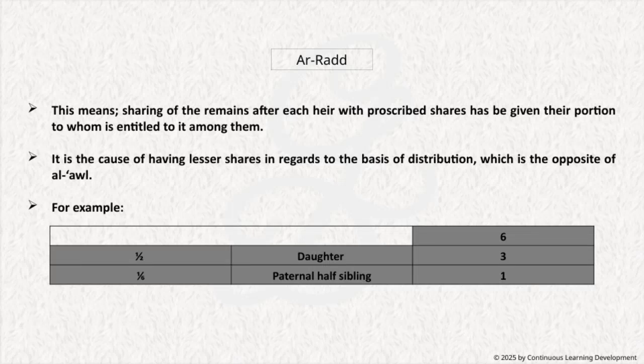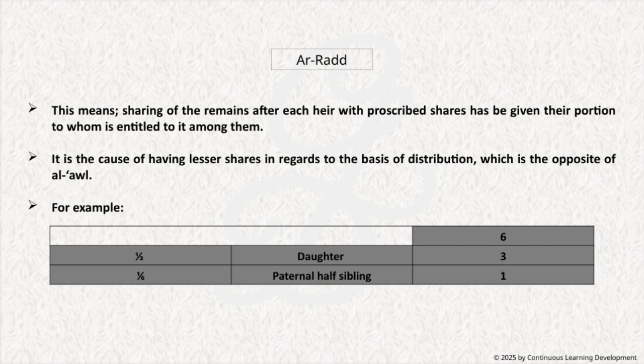In this presentation, we will explore some important concepts related to inheritance distribution, focusing on the specifics of shares among heirs. On this first slide, we see the copyright 2025 by continuous learning development. We also have a table illustrating different types of heirs and their shares. For example, a daughter receives a half share, while a paternal half-sibling gets 1/6.